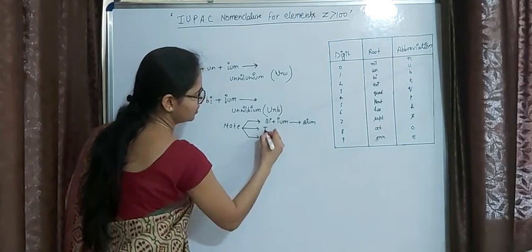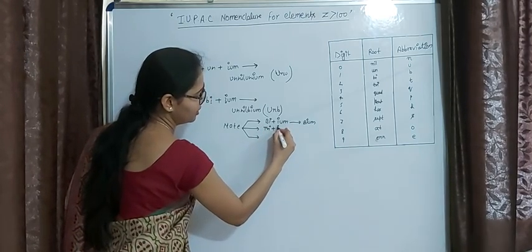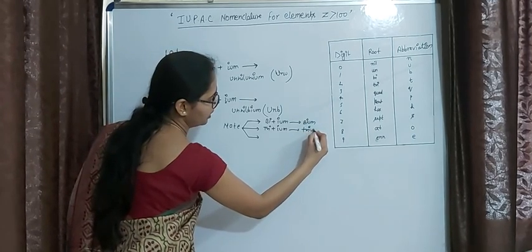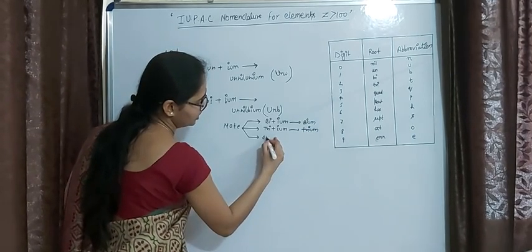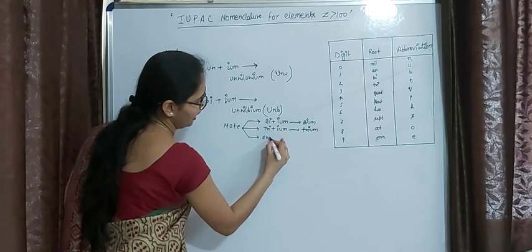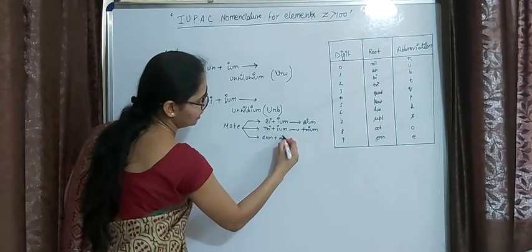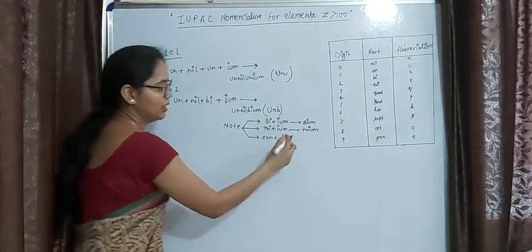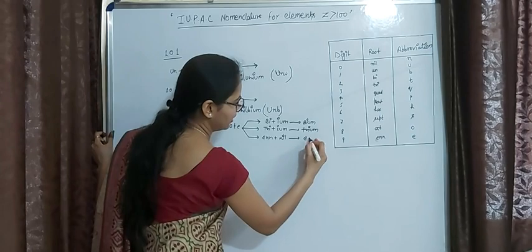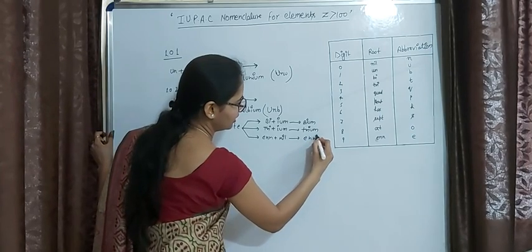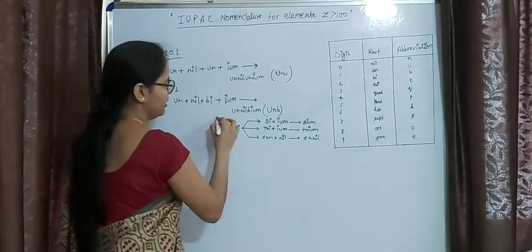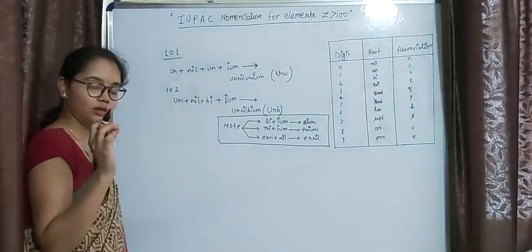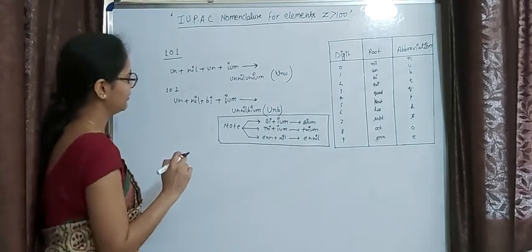Similarly for tri, if tri comes before ium, then again you will write trium only. And one more condition: if n comes before nil, then again you will skip one n, and it will be nil. So remember these points. In these three conditions you skip one letter, one alphabet.